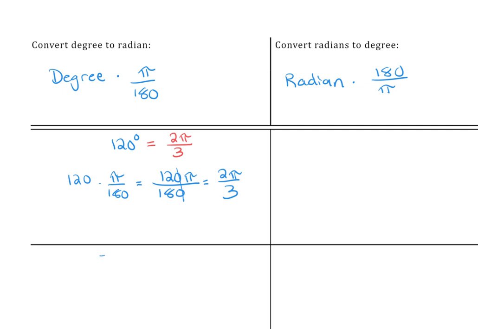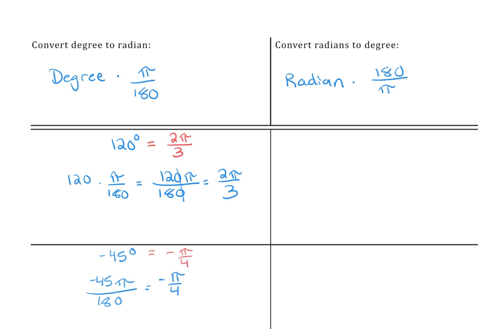And let's do one more, negative 45 degrees. So negative 45 pi over 180. So 45 is going to go into 180 4 times, so that's negative pi over 4. So these are equivalent measurements.